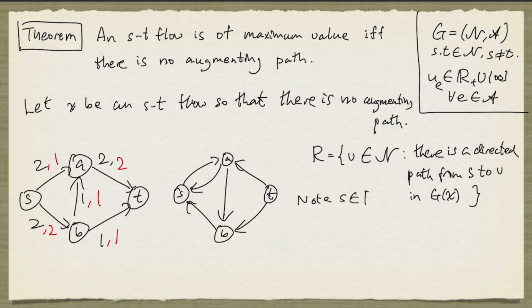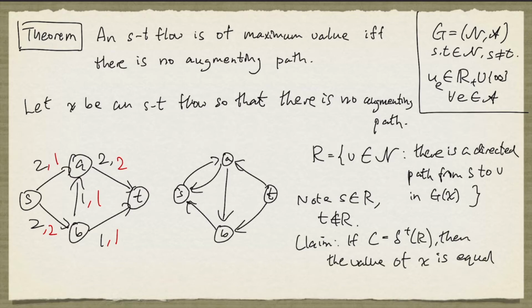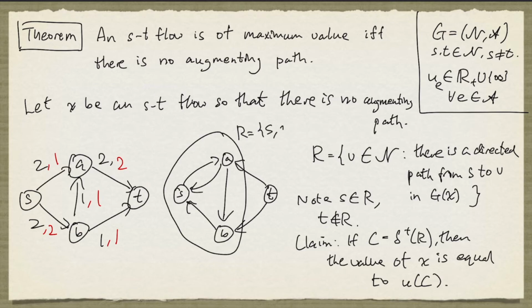And clearly, S is in R and T is not in R because we know that there's no augmenting path, so there's no directed ST path. The claim is that if we take delta plus R to be our ST cut, the value of the flow is going to be equal to the capacity of this ST cut. So this is what we need to check to prove this theorem, but let's see that this is true on this example. Here, the set R will consist of S, A, and B, because we can reach B through the directed path S to A and then to B.